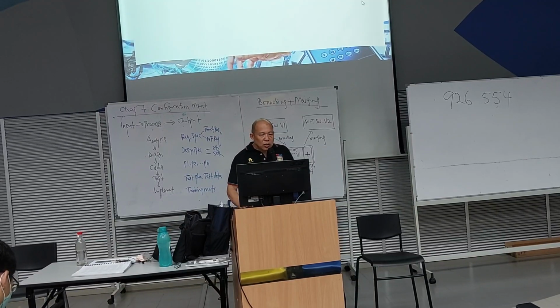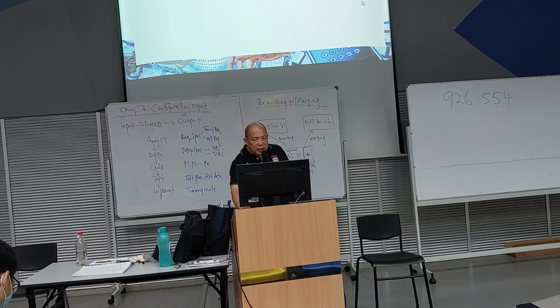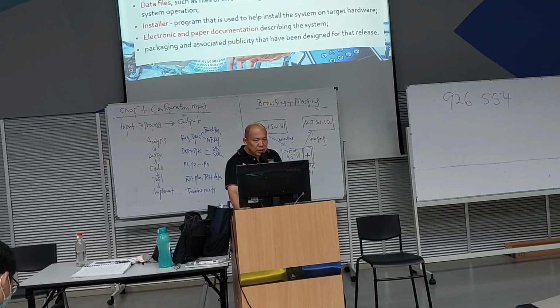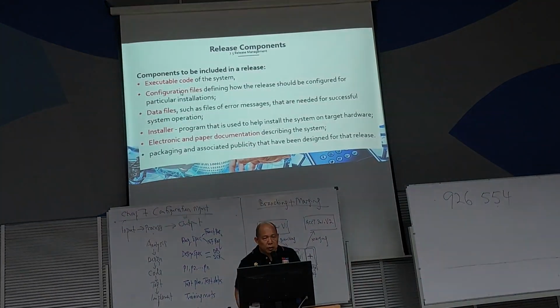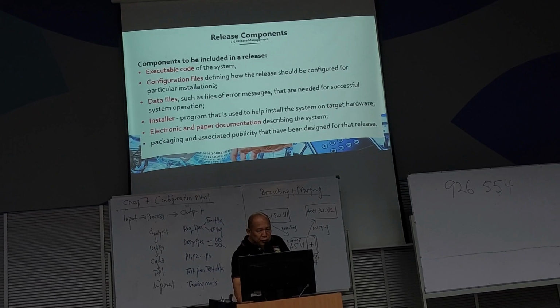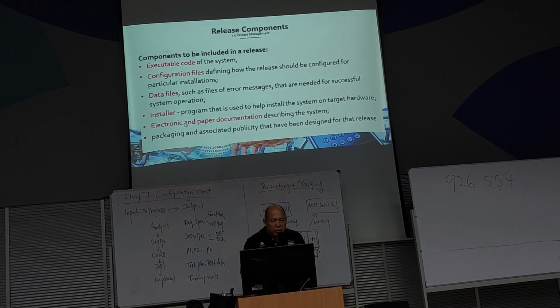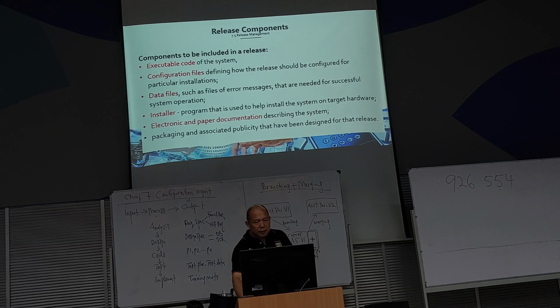So what are the components to be included in the release? The executable code, configuration files, data files, installer, electronic and paper documentation. Electronic and paper documentation can include user manual, installation instructions, etc. So these are what can be included in the release.